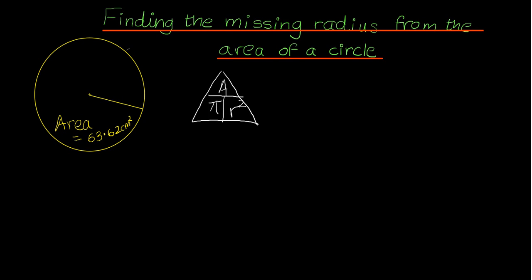So again, because we're trying to find the radius, we would cover r squared, and it would be a situation where we just have to write the formula as r squared is equal to A divided by pi. And then again from here, that's making r squared the subject. So in order to find the value of r, we need to do the opposite of squaring, which is square rooting both sides.